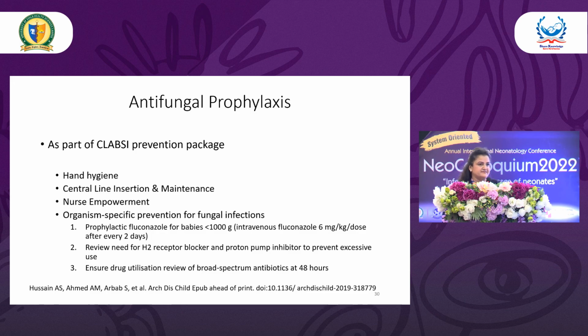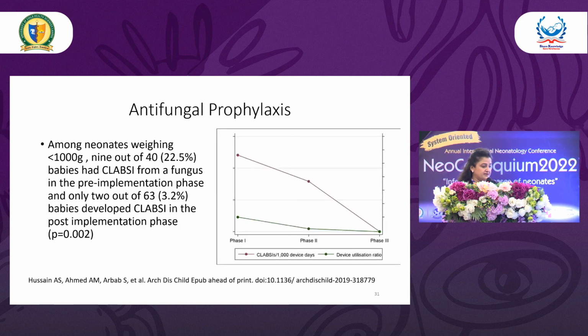So again, this is intervention work which was done at Aga Khan University, where we gave organism-specific prevention for fungal infections. All babies who were less than 1 kg were given prophylactic fluconazole, H2 receptor blockers were stopped early or not given, and stewardship was applied. With that, we saw a significant decrease in the overall rate of infections from the first phase to the third phase of the study. So nearly zero central line infections.